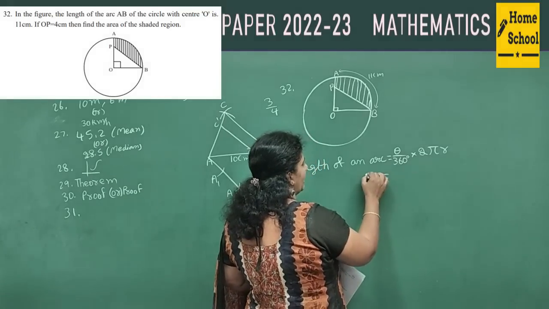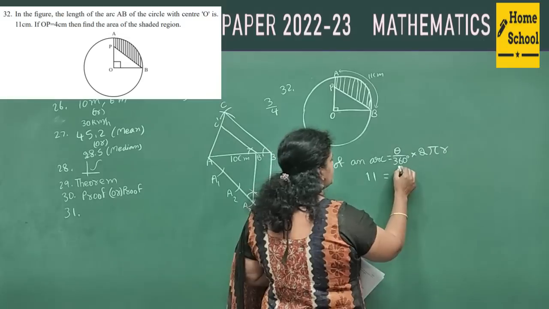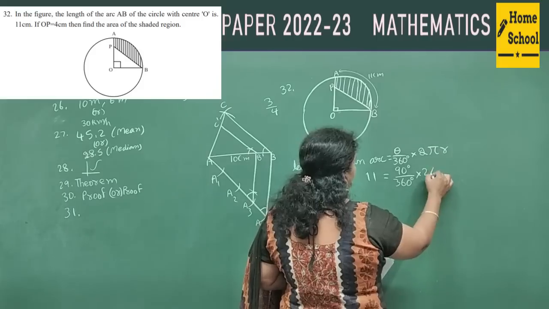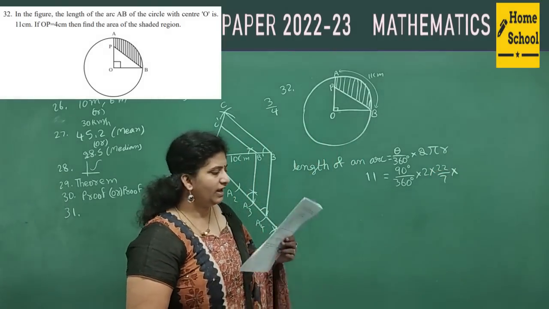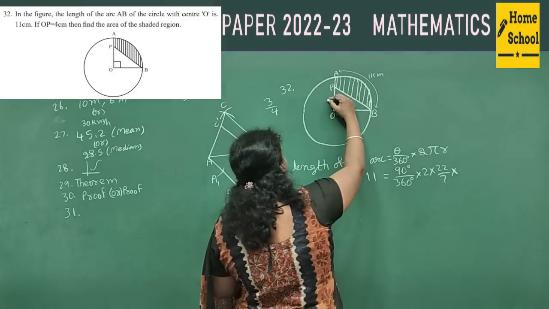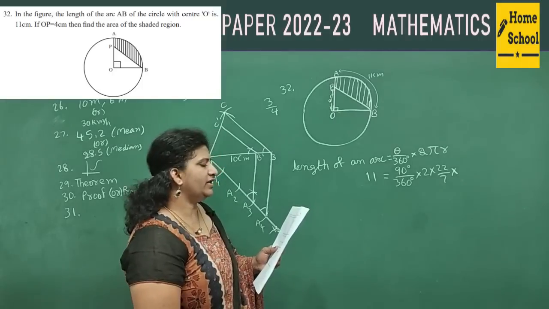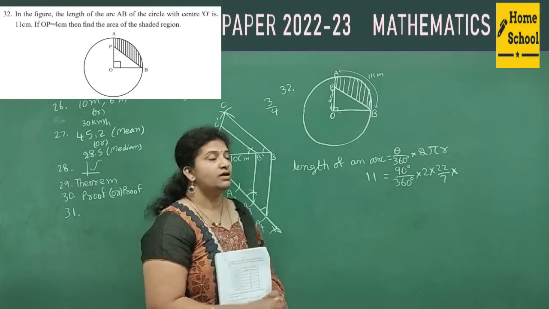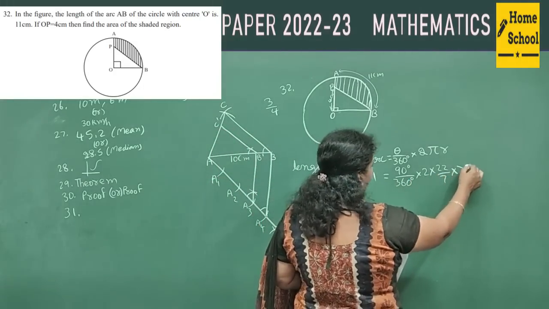So now length of arc given 11 centimeter. Theta angle is right angle, that means 90 degree by 360 degree into 2 into 22 by 7 into radius. Where is the radius? Let's read here. If OP is equal to 4 centimeter, see this OP from here to here it is 4 centimeter, then find the area of the shaded region. So how can I find this radius? By using this length of an arc, I will find r, right?